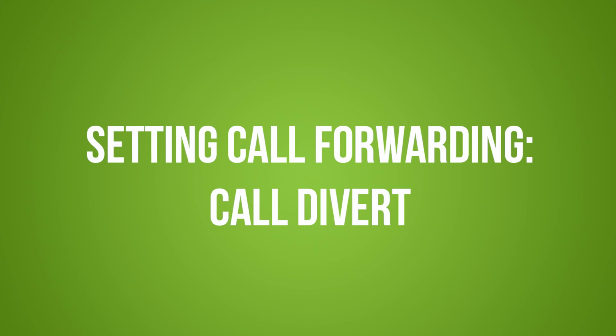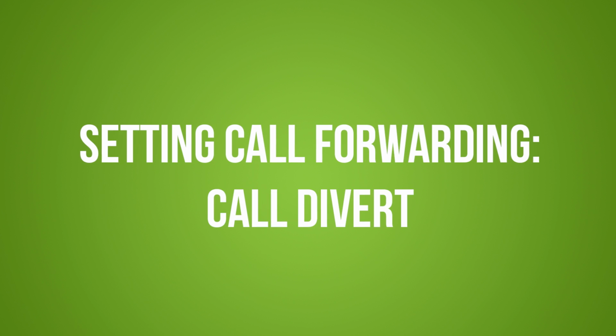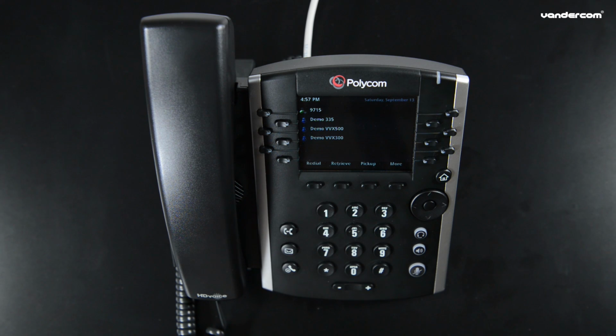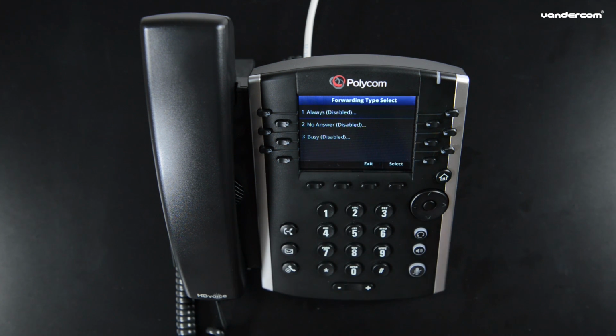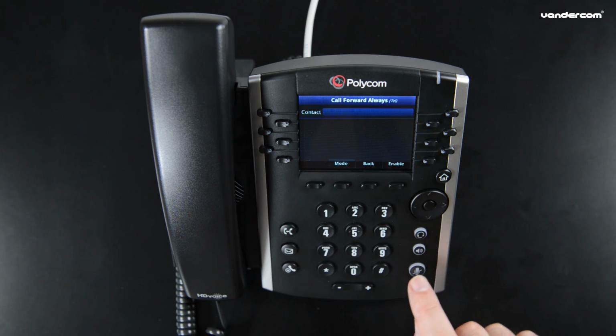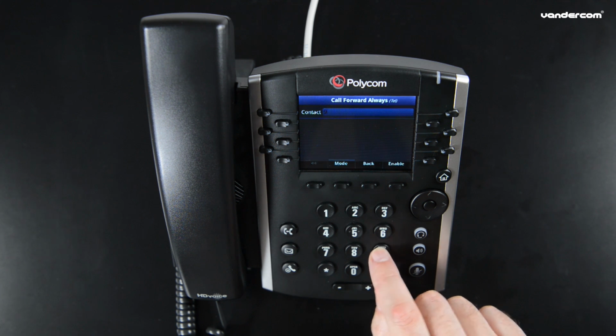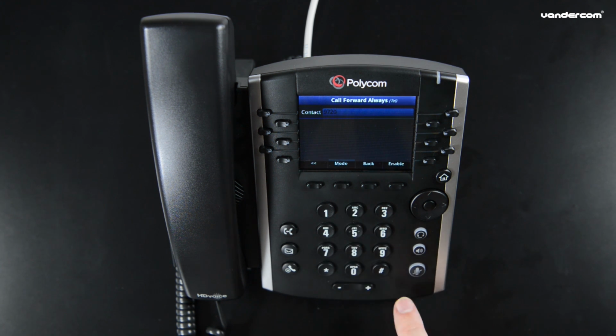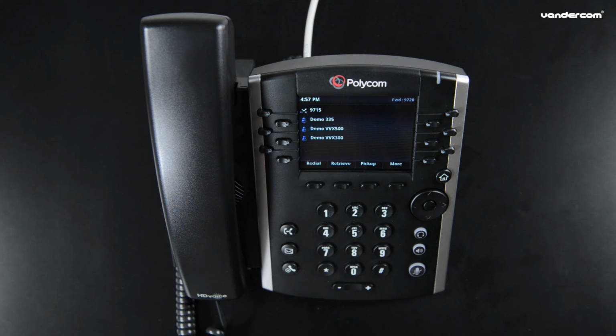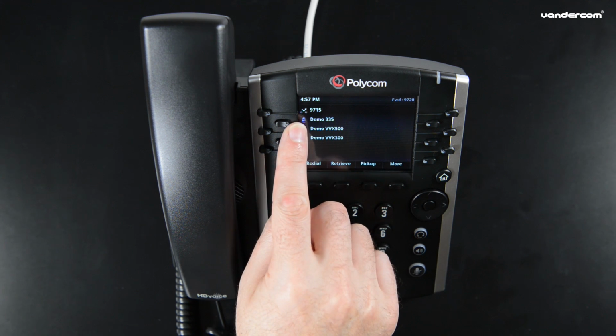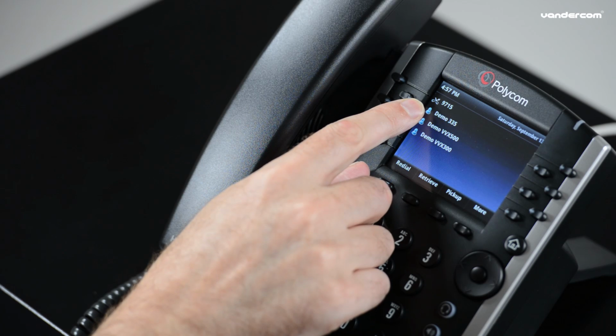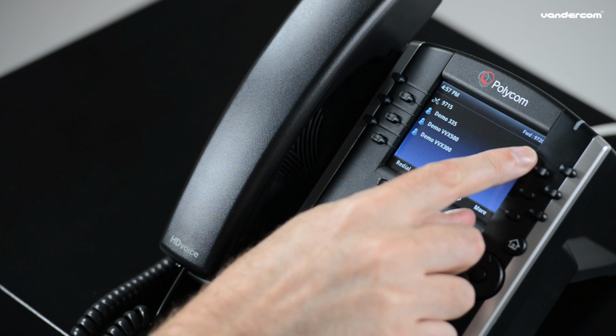Setting call forwarding. Call divert. On the screen, press More, then the forward soft key. Select Call Forwarding Always, or press 1. For contact, enter the number to send calls to, such as your mobile or a colleague's extension, or any other number, and press Enable. On the home screen, you can now see the arrow next to the line key indicating that call forwarding is active, and the top of the display also indicates that a forward is active.